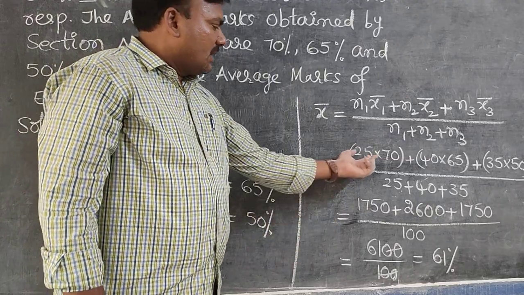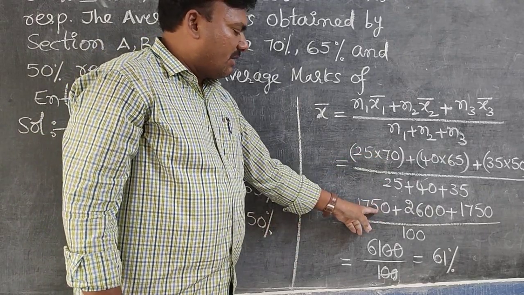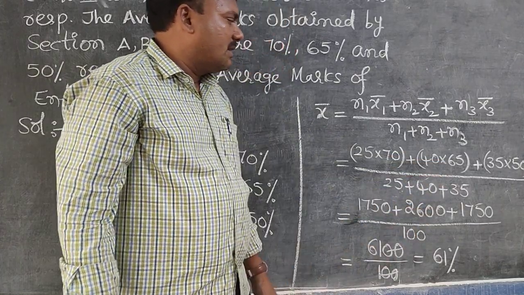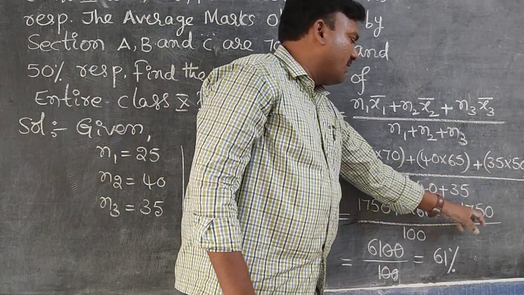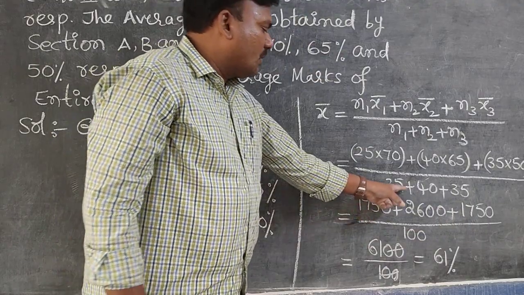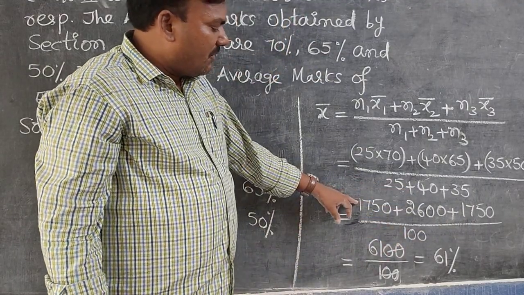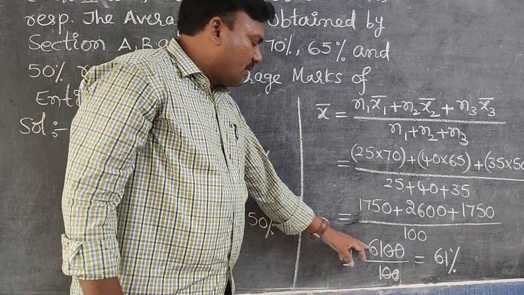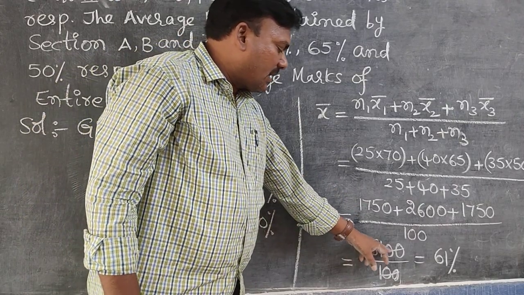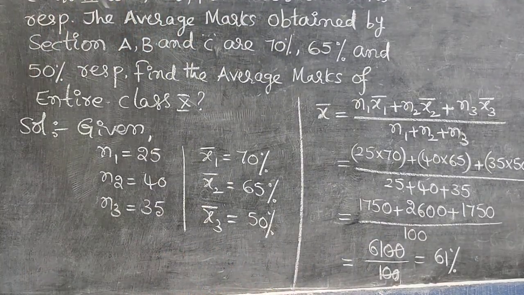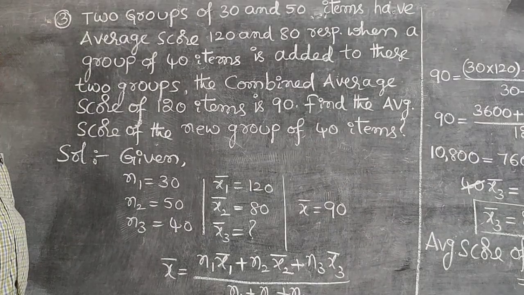It becomes 25 into 70, which is 1750, plus 40 into 65, which is 2600, plus 35 into 50, which is 1750, by the total in the denominator, which is 100. The sum of the numerator is 6100 by 100. Striking off two zeros, it becomes 61%. Let's go for the third problem.